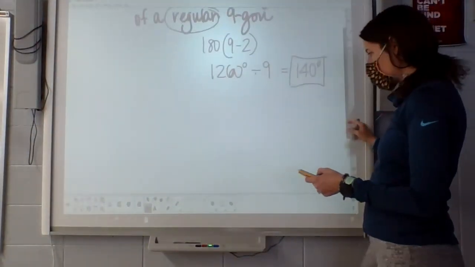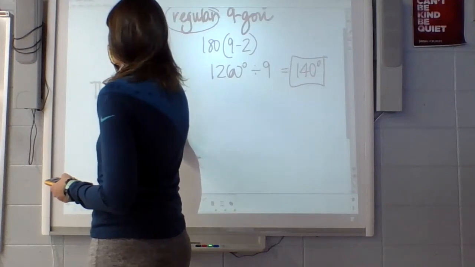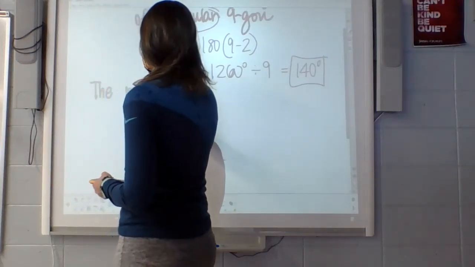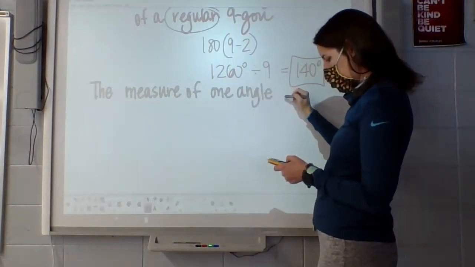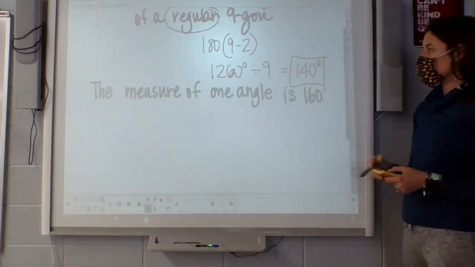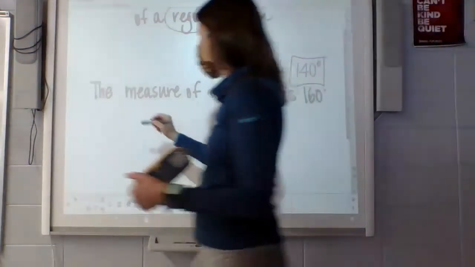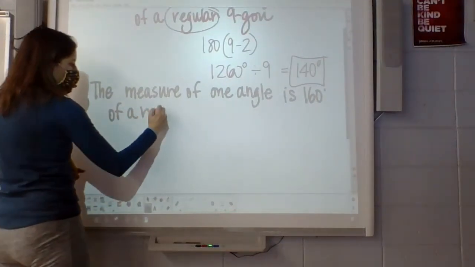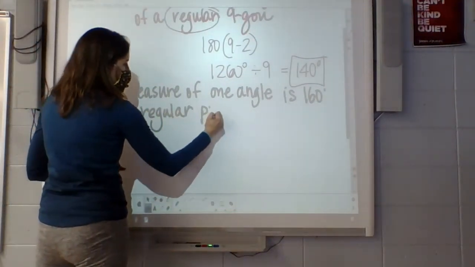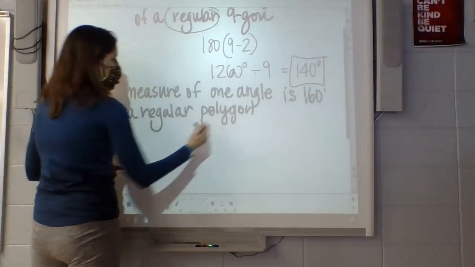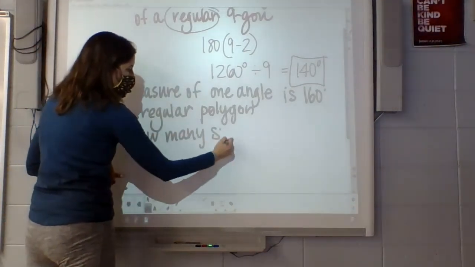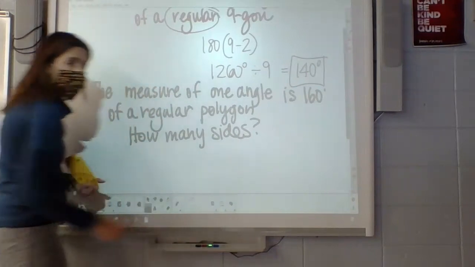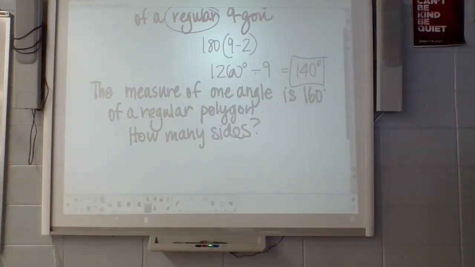Okay, so the next one: the measure of one angle is 160 degrees of a regular polygon. How many sides does it have? This is like the example we did just before. So go up to example 3. This is really similar to example 3. So how many sides does it have?